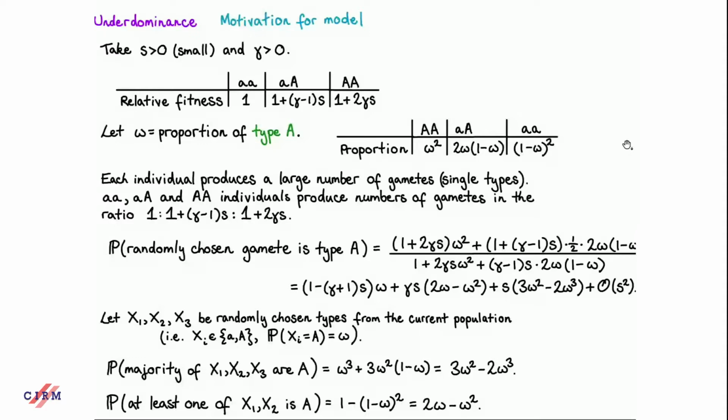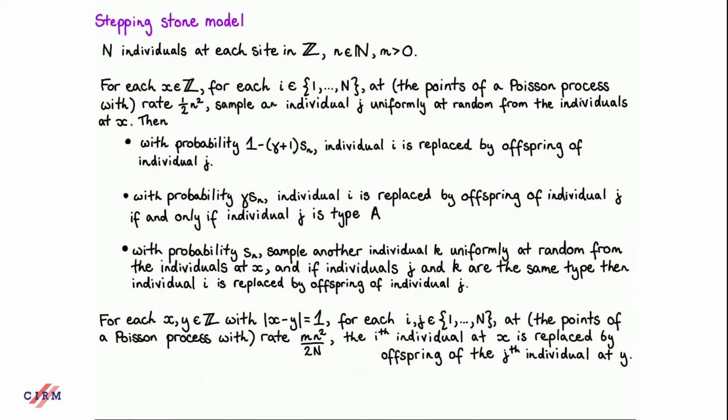So from now on, we're going to sort of cheat a bit and call something an individual when actually really it's just a single type. So individuals are not going to be pairs of types anymore. So now we're going to have a stepping stone model where we have a fixed number, capital N, of individuals at each site in the integers, and we'll have a scaling parameter, little n, and we'll have a positive constant m. And for each integer site x, then for each i in 1 up to N, we'll have an independent Poisson process with rate half n squared. So that will turn out later to be a convenient time scaling.